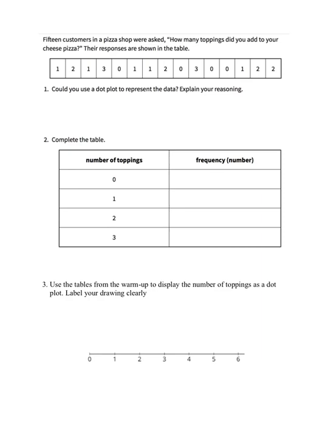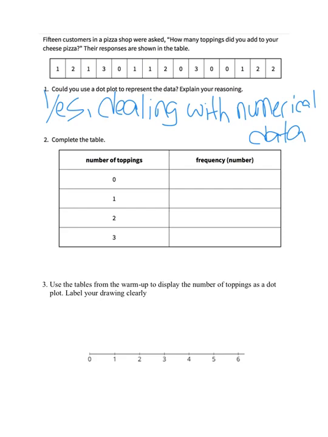And explain our reasoning. Now, when we're thinking of dot plots, we're kind of thinking of a number line. If we're dealing with a number line, we need numerical data. So this question is kind of asking, are we dealing with numerical data? Well, yes, we are dealing with numerical data. So we can use a dot plot to represent this data.